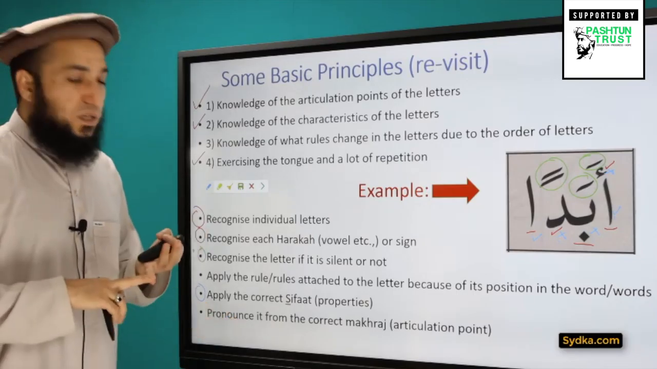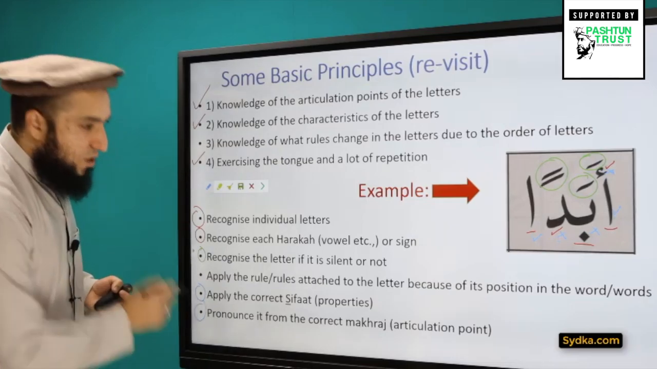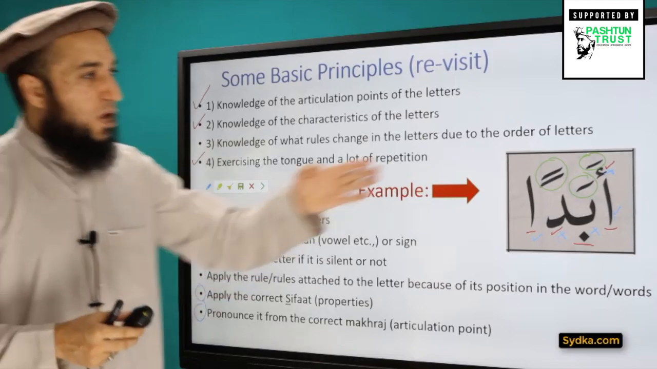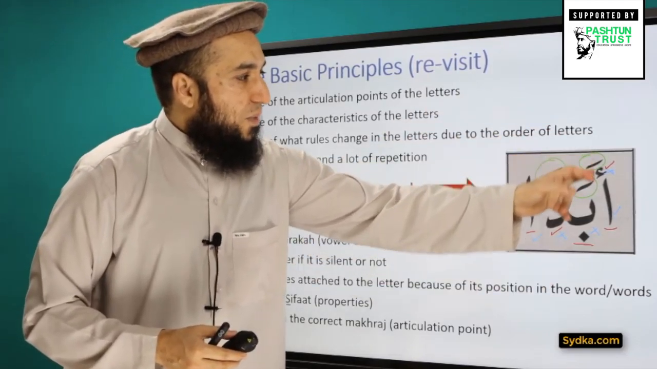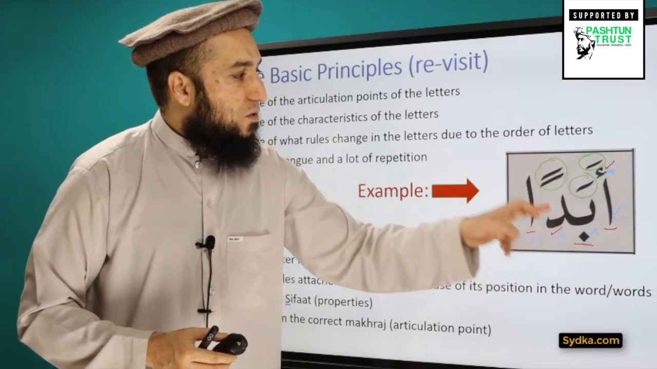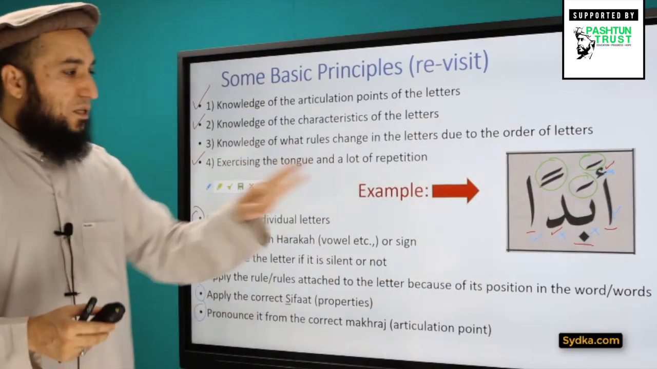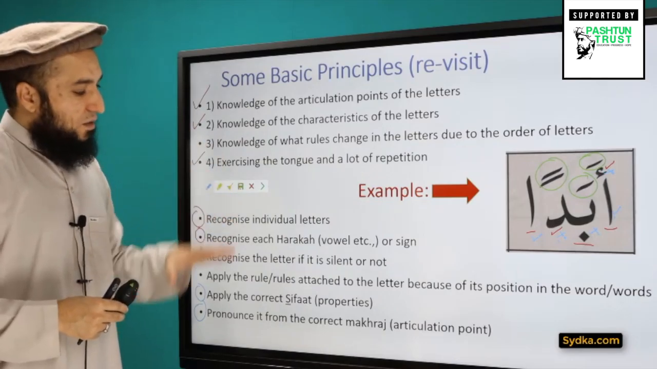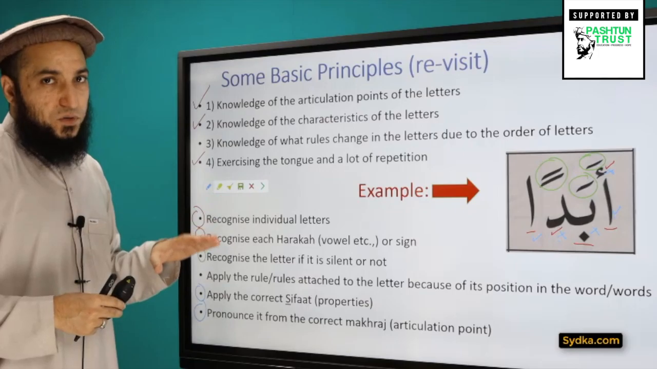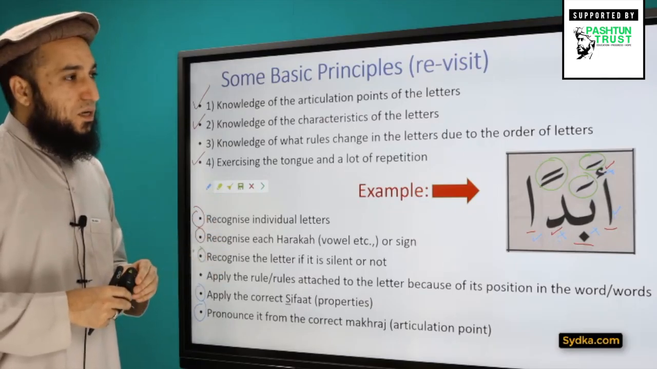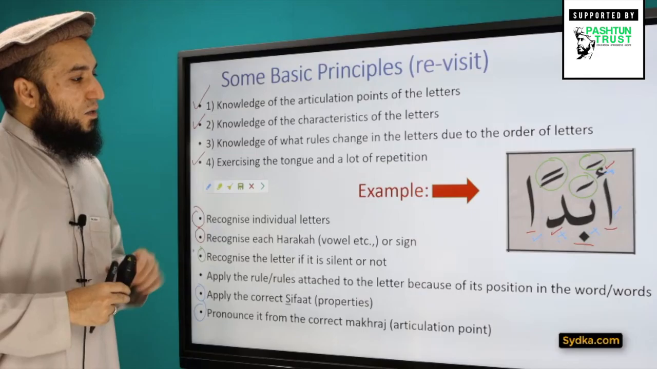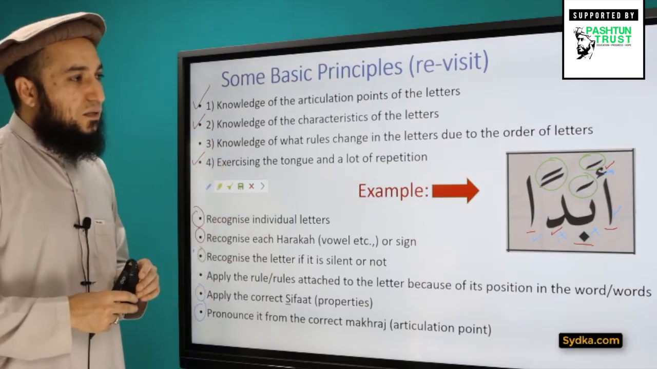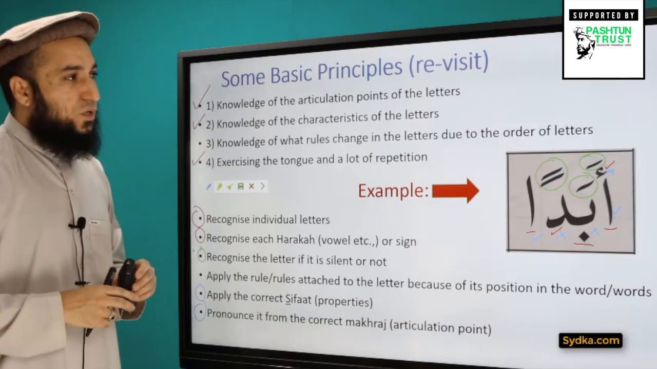The next one is pronouncing each letter from its correct makhraj, articulation point. And the other one we can add is we count how many syllables are there. For example, here is a, one, ba, two, then. So there are three syllables in this word. So if we manage to implement these steps correctly, then our reading and recitation will be very easy. These are not fixed rules, you can add or subtract to it. These are just general guidelines for recitation or reading the Arabic.